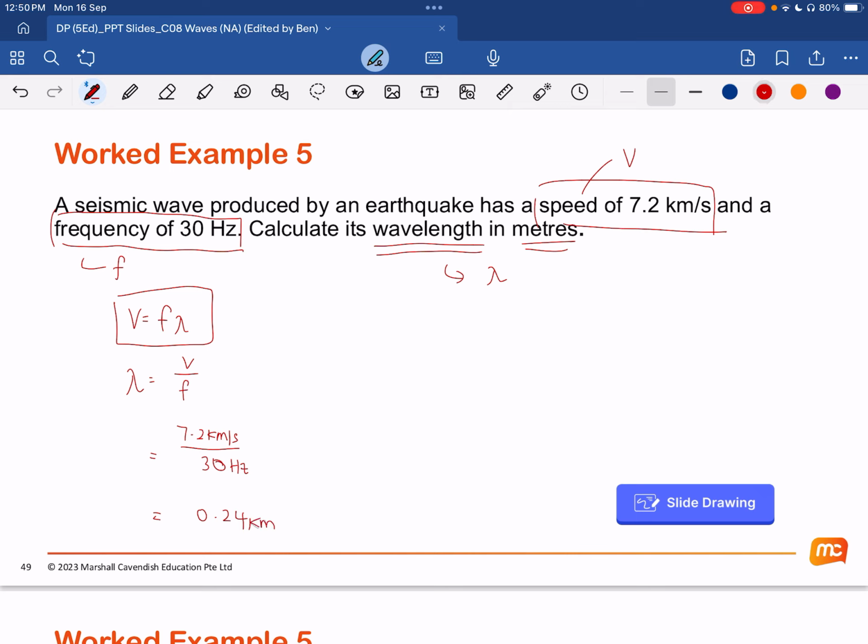And 0.24 km, since I need to leave it in meters, is equivalent to 0.24 times 1000, since kilo stands for 1000. So 1, 2, 3, 240 meters.